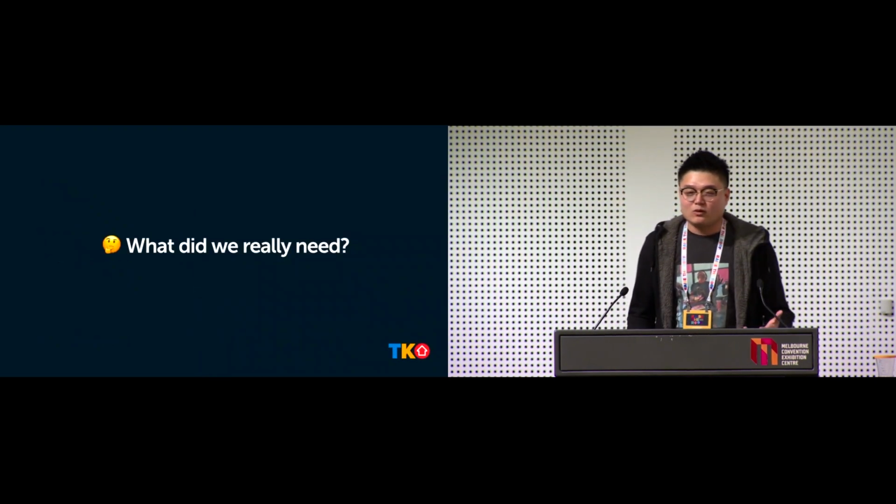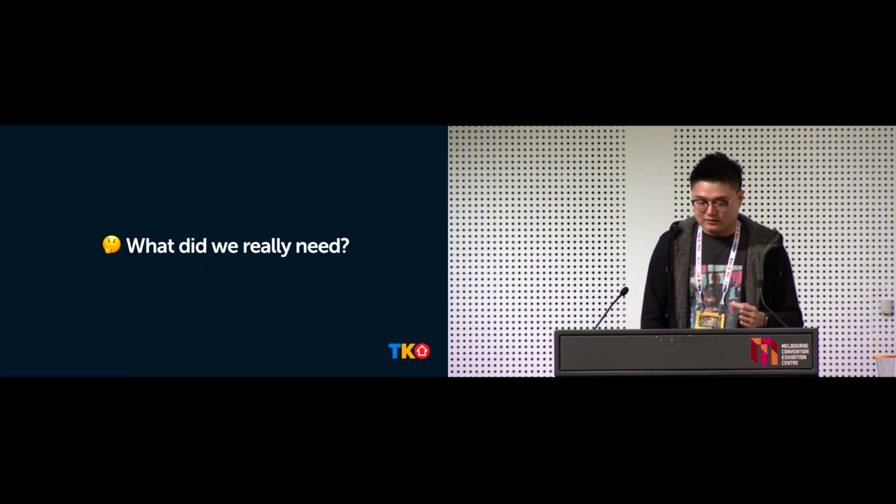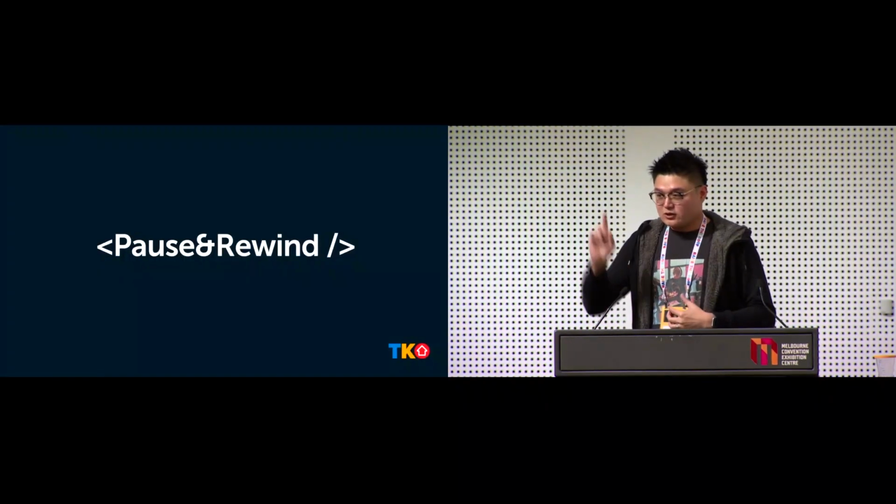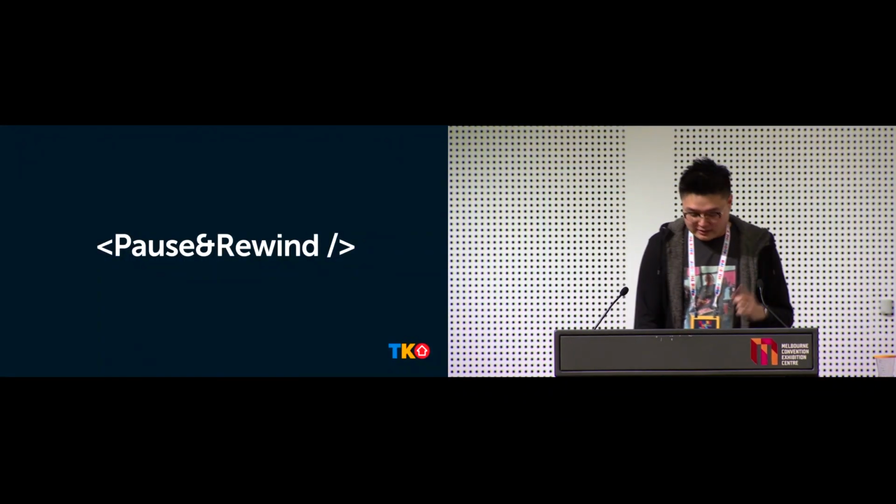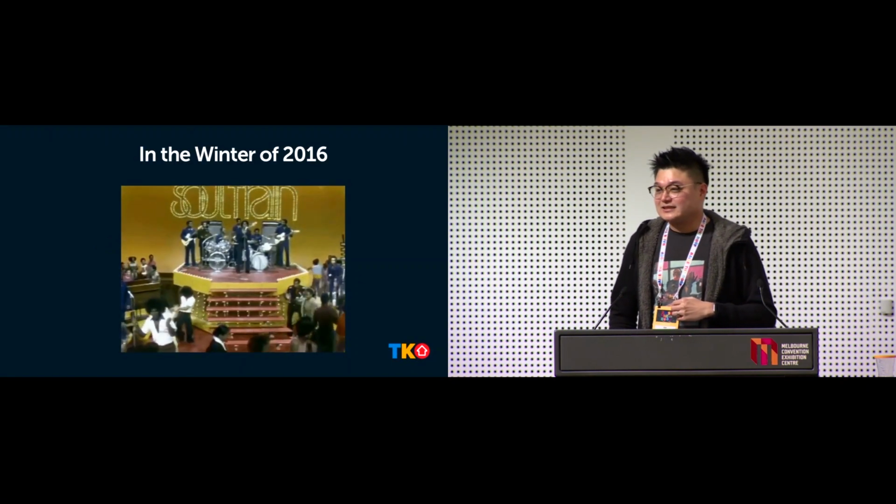We thought for a second, what did we really need? We thought about it really hard. What we really needed was to tell our middleware that it should return a 404 or 500 status code without exposing any details from the response, right? That's what we needed. And to solve this problem, I need to pause and rewind back to the winter of 2016.